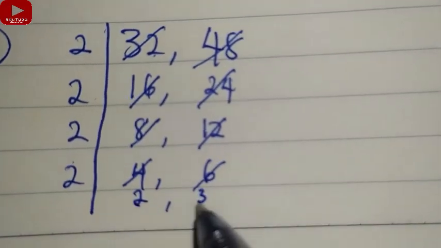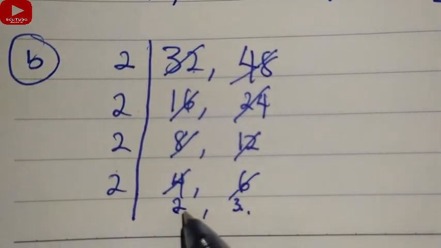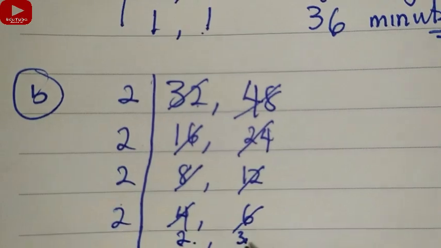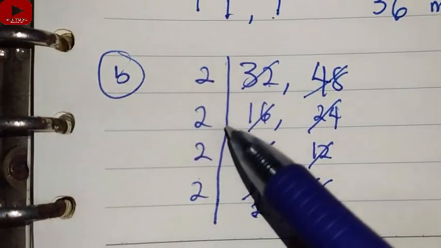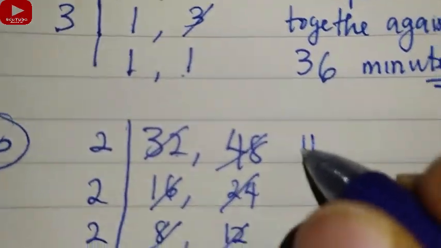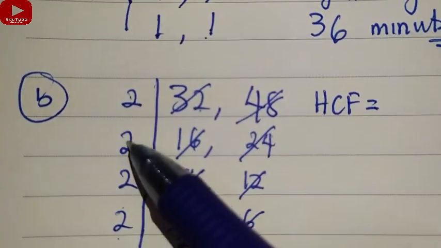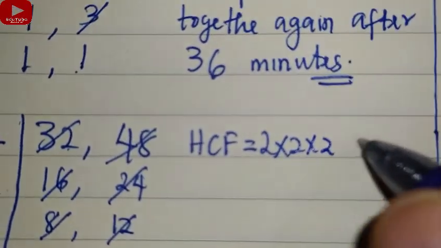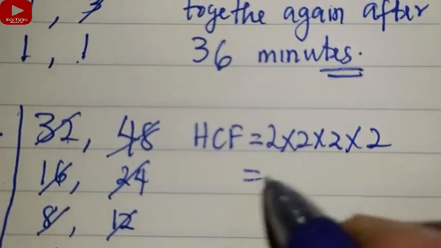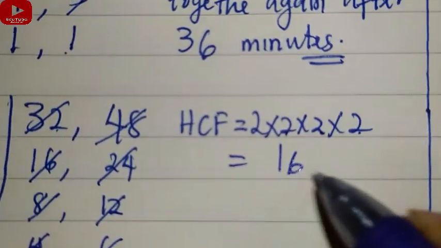Now I have 2 and 3 left. Since I have 2 and 3 left, there is no common factor that can divide both 2 and 3 all at the same time. So that means that is the end of our common factors. So I'm going to now multiply our common factors together. So my HCF is equal to how many 2's? 1, 2, 3, 4. So 2 times 2 times 2 times 2, four 2's. 2 times 2 is 4, 4 times 2 is 8, 8 times 2 is 16.